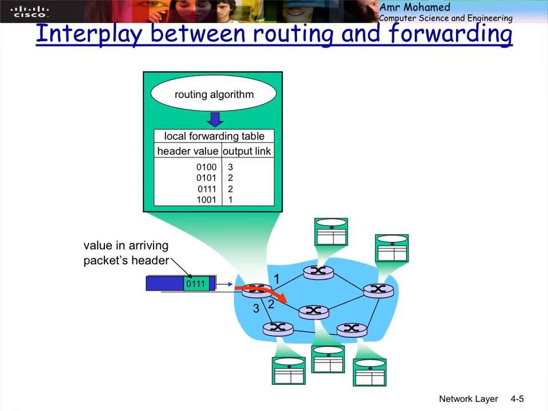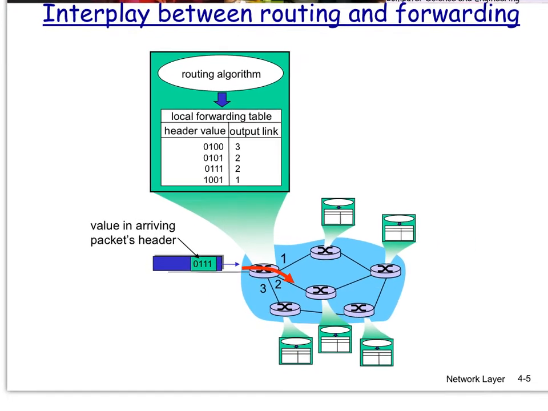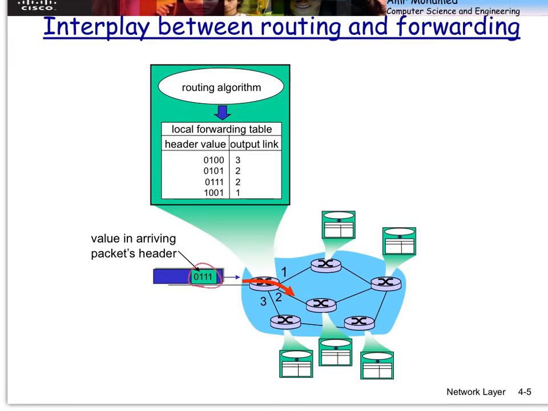So this is the interplay between routing and packet forwarding. Basically, I rely first and foremost on the destination IP address in the packet. I use that to perform the routing algorithm, and from the routing algorithm, I create what we call the routing table. We call it routing table, but it's actually used for packet forwarding.